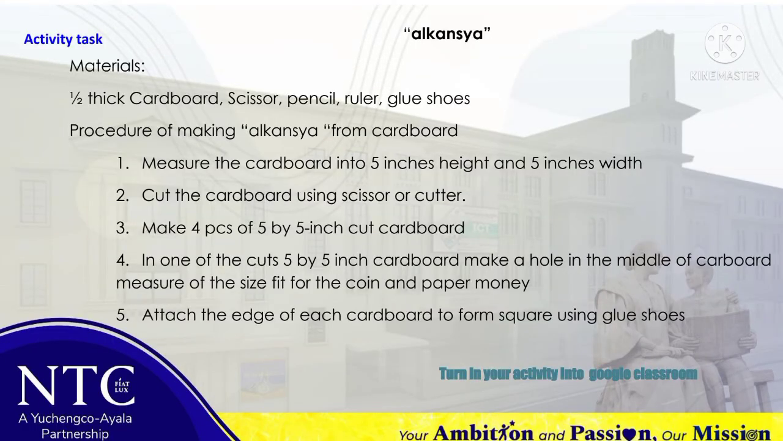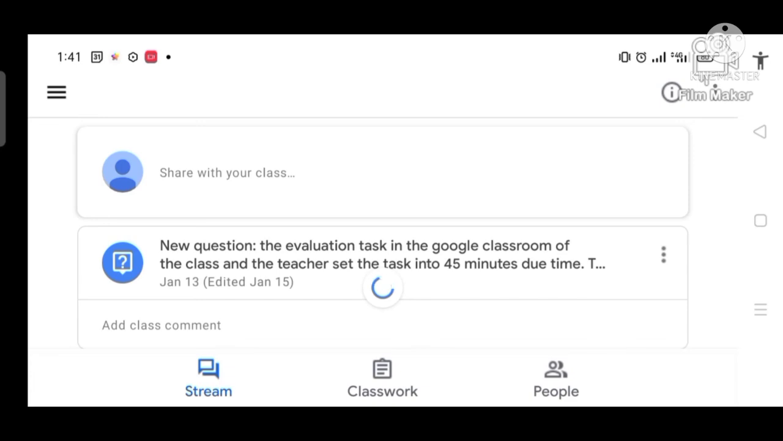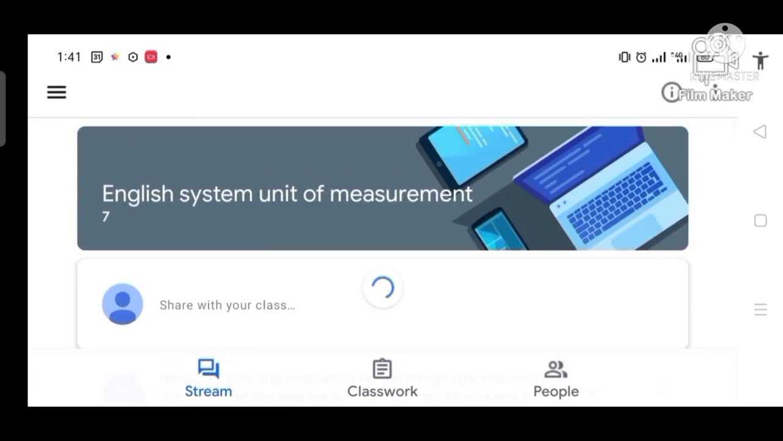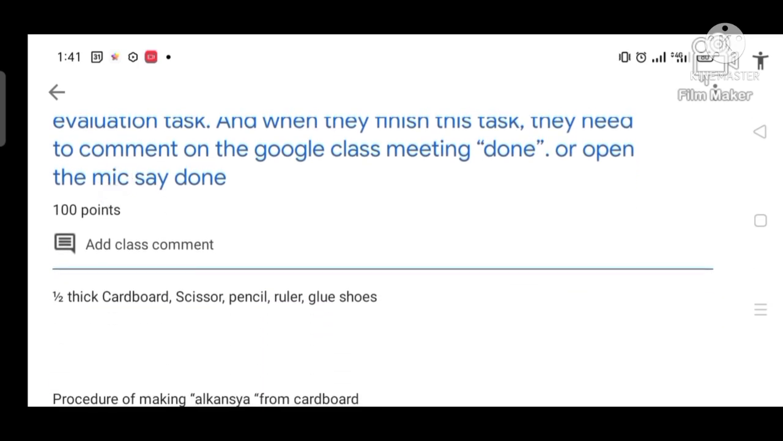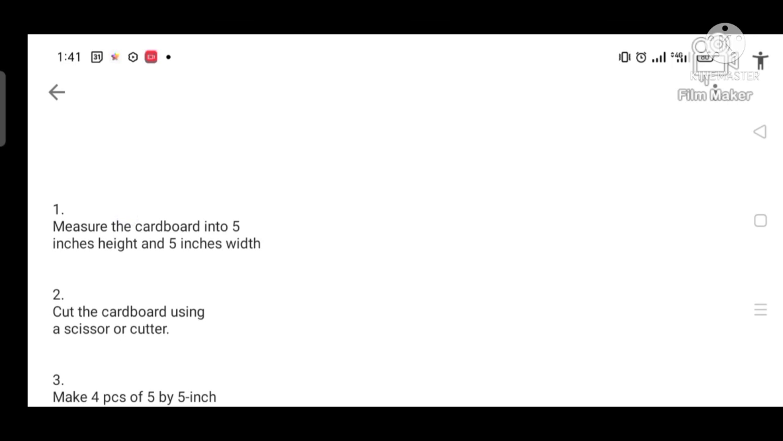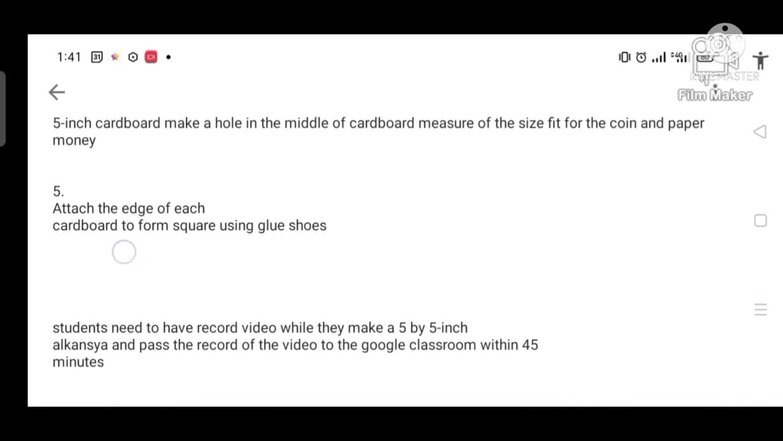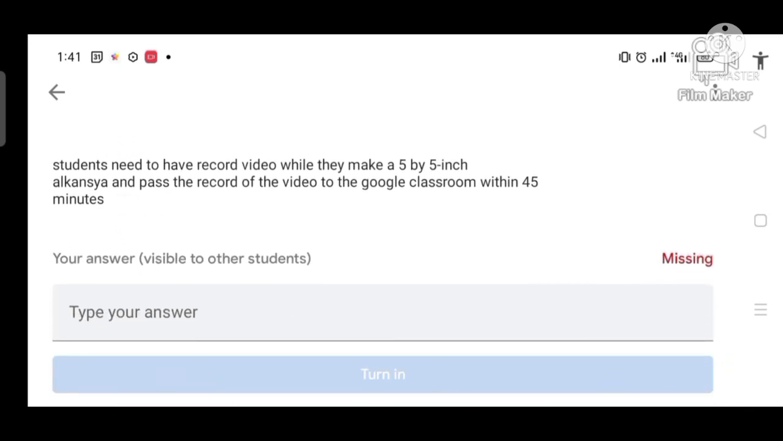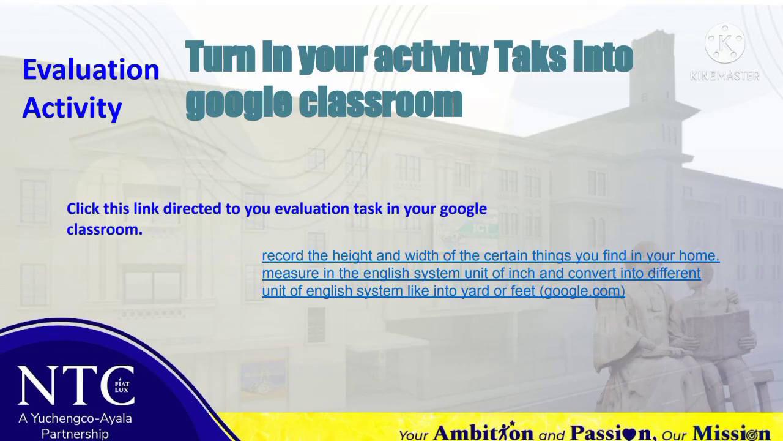Now class, let's have an evaluation task. I'm going to post the task in our Google Classroom. This task is due in 45 minutes, starting at 2:05 p.m. and due at 2:50 p.m. this day. Please turn in your output in the Google Classroom. Here is the link of your evaluation task. Please click this link to see the instructions and the rubrics of the evaluation task.